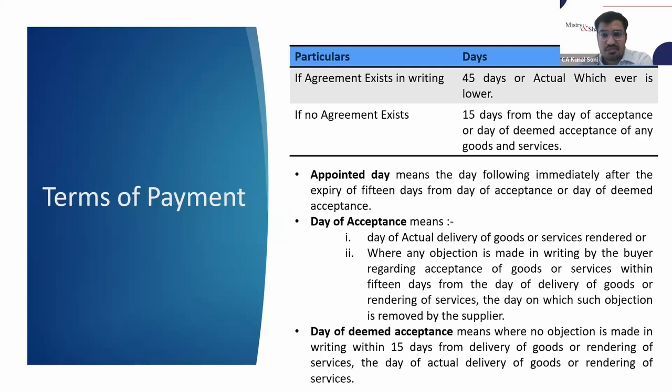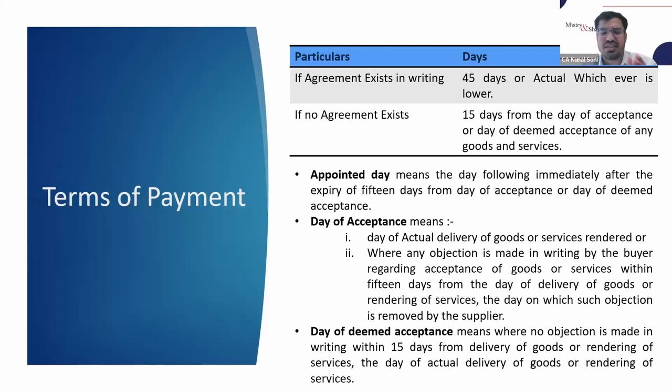So that is the first thing. If it is lower than that, then in that particular case, that lower time period needs to be complied with. And for this, it is mandatory that the agreement is in writing. However, in case there is no such agreement, then in that particular case, it is 15 days from the date of acceptance or the day of deemed acceptance of any goods or services.